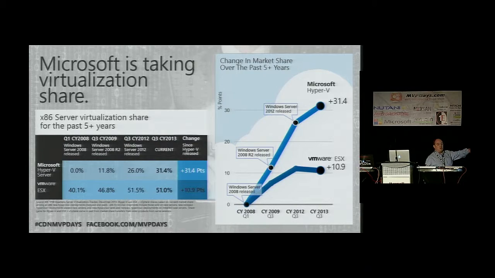VMware has always been one of the top leaders in virtualization, but for the first time, in 2012 and 2013, you're seeing a decrease in its market share. So Hyper-V is really on the market, and it's growing even more.